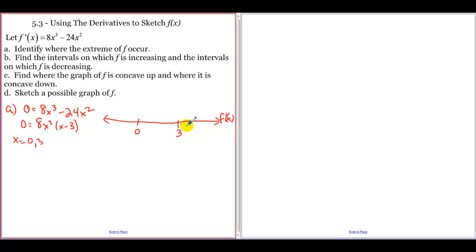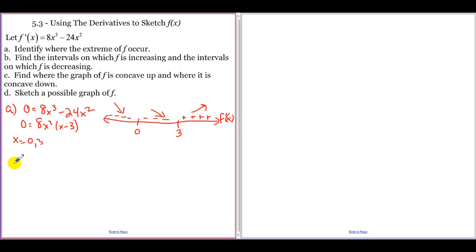So now what we're going to do is look at a number line like we've been doing. For numbers less than 0, that first 8x squared is always going to be positive. So this second piece is going to be negative. So we're decreasing from 0 to 3. The x squared is still always positive, so I'm looking at that x minus 3. If I plug in 2, I'm still negative. Then for greater than 3, we change to positive, so we change to increasing.